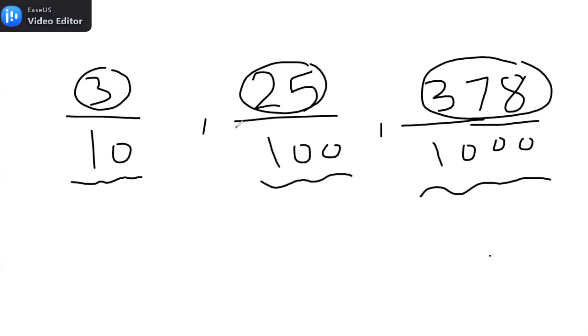0, then the decimal point. It's point 3. We call it point. 0.3. Okay? So here we have only one decimal place, only one place after the point, and we call it tenth. The second fraction is 25 over 100.